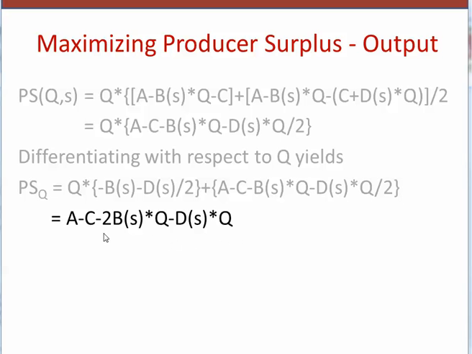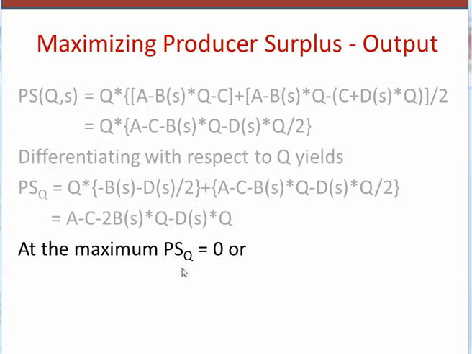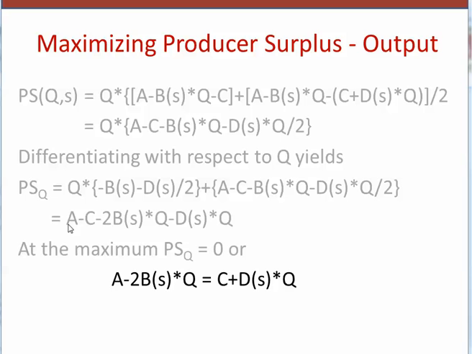So we are choosing Q here. This expression should equal 0 at the maximum. The derivative of producer surplus with respect to Q is 0, or in other words, and now I'm going to isolate the demand side part and the supply side part. So on the demand side part, I've got A minus 2BS times Q, and I'm bringing over the C and the D of S times Q to the other side. This is marginal revenue. This is marginal cost, or if you will, the supply price. So marginal revenue equals marginal cost is the condition for maximizing producer surplus, and we already knew that.